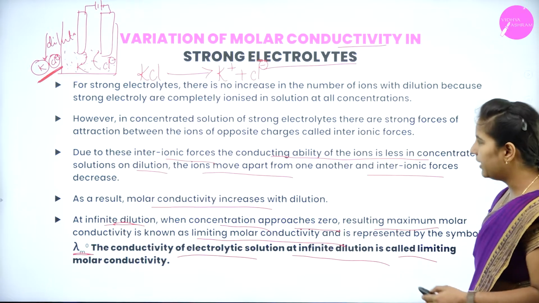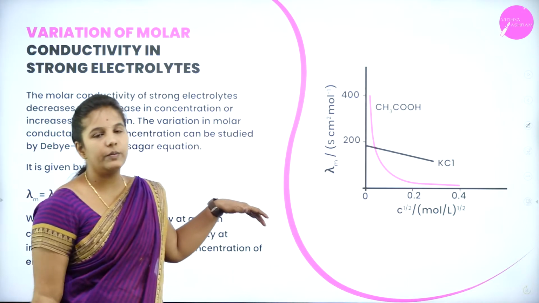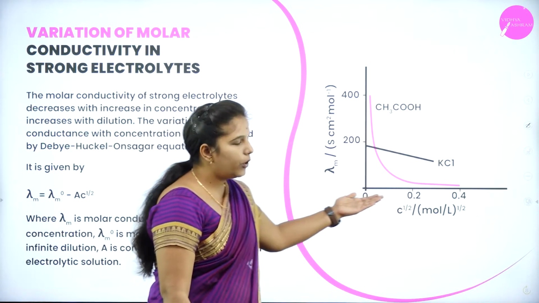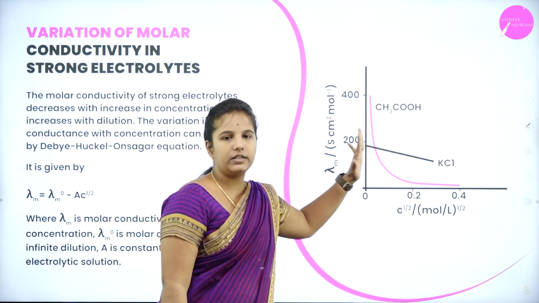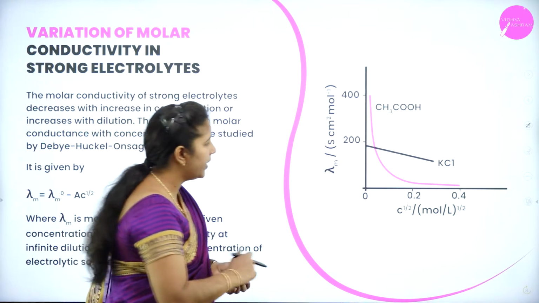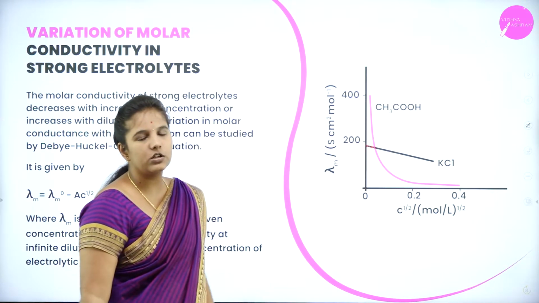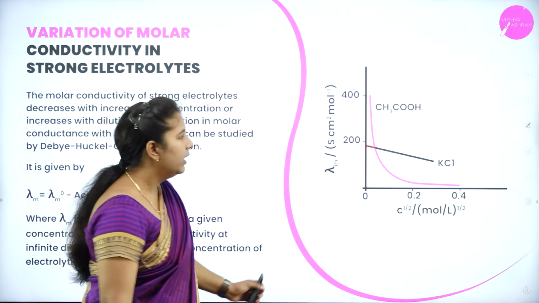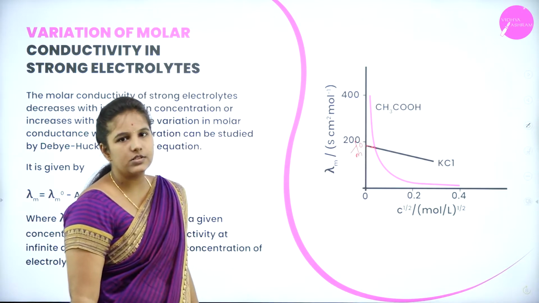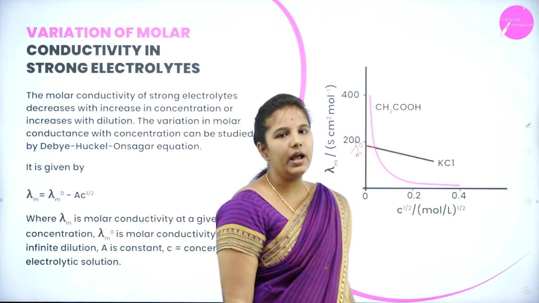So, let us understand this by taking the graph. Here, you can see that I have plotted the graph by considering the molar conductivity versus concentration. If you plot the graph of molar conductivity versus concentration at infinite dilution, what will happen? The concentration approaches zero. This is known as limiting molar conductivity, and it is represented as lambda m naught.